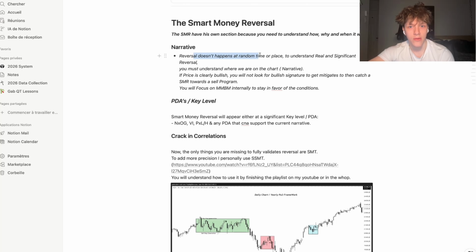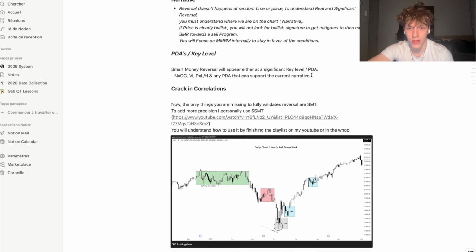The reversal doesn't happen at a random time or place. To understand a real and significant reversal, you must understand where we are on the chart. If price is clearly bullish, you will not look for a bullish signature to get mitigated, to then catch an SMR, a smart money reversal, towards a sell program. You'll focus on the market maker buy model internally to stay in favor of those conditions. I made a mistake there. I'm sorry. If price is clearly bullish, you want to look for a bullish signature to get mitigated. I'm sorry about that.